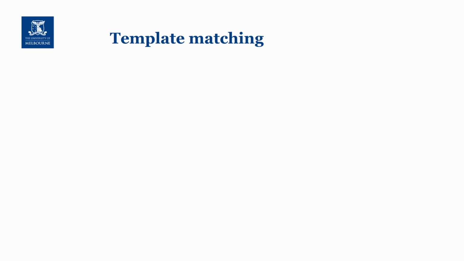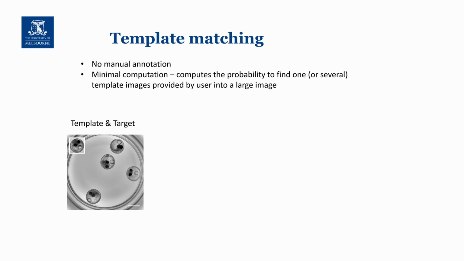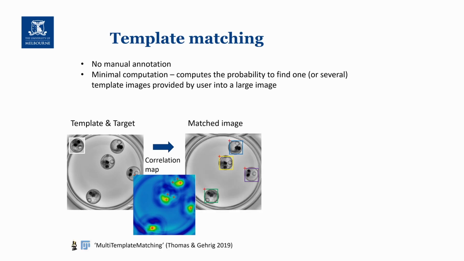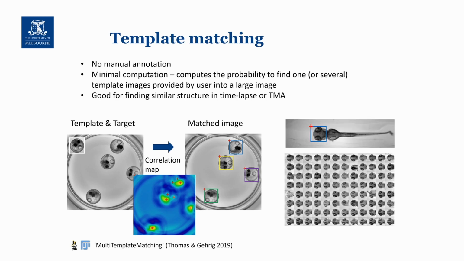Another type of image segmentation is template matching, which is a computational approach. It doesn't need any manual annotation, but it does need one or more template images. And it's very useful if you have a large number of images where you will see similar structures. And again, this will create a probability map, which will then provide some likely candidates that match the template. And it's good for looking at the same feature in multiple images, such as a time lapse or in tissue microarrays. Again, no programming is needed for this plugin, which is available in Fiji.